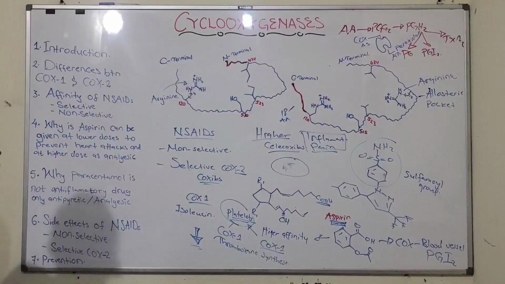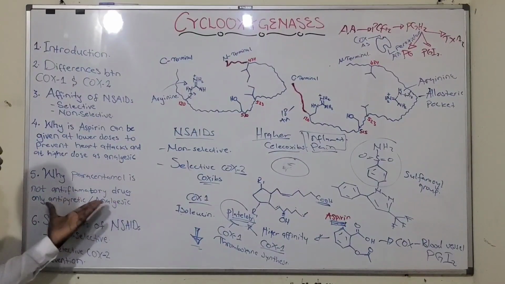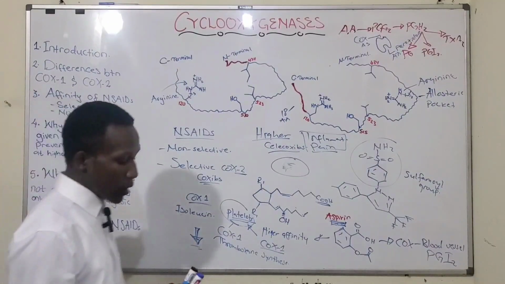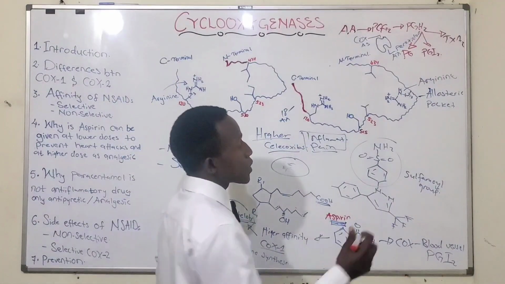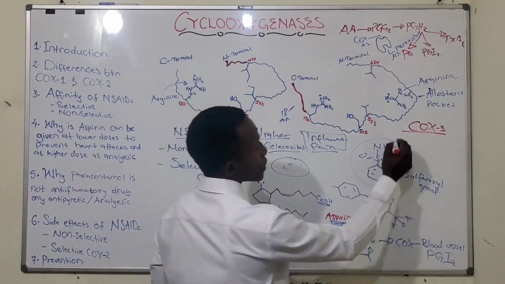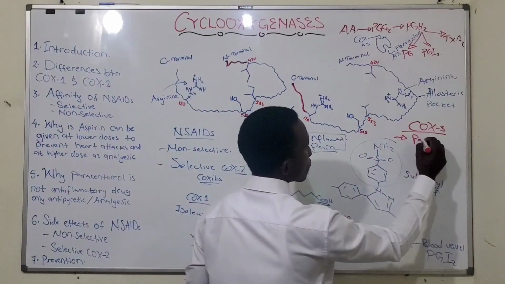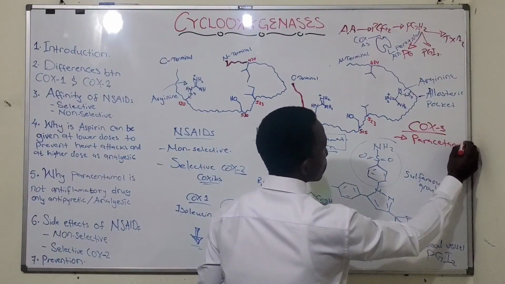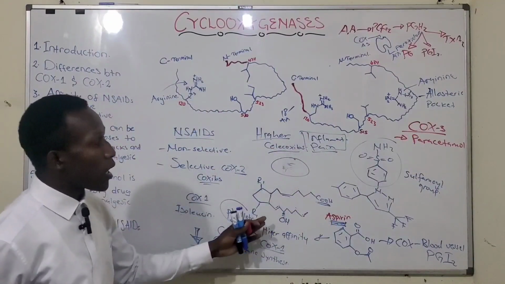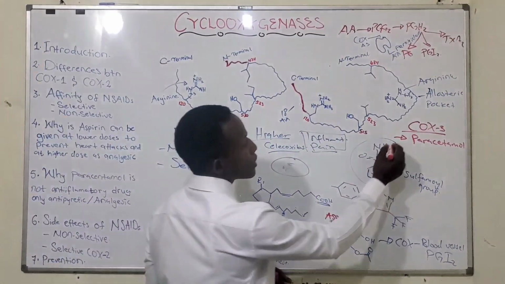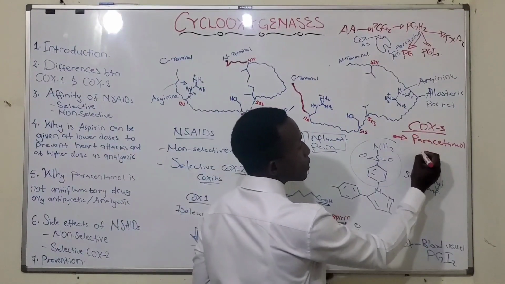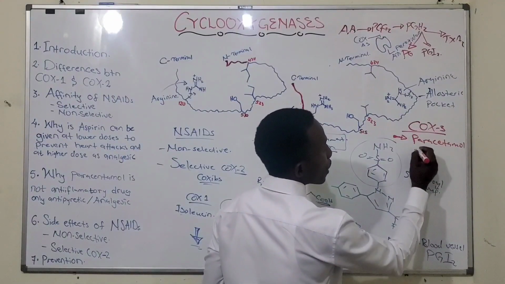So why is paracetamol not an anti-inflammatory drug, but only an analgesic and antipyretic? Here we come to the COX3 enzyme. It is said that paracetamol inhibits the COX3, and this COX3 is not responsible for the inflammation, but mainly it is responsible for the pain. And this COX3 is mainly in the CNS.